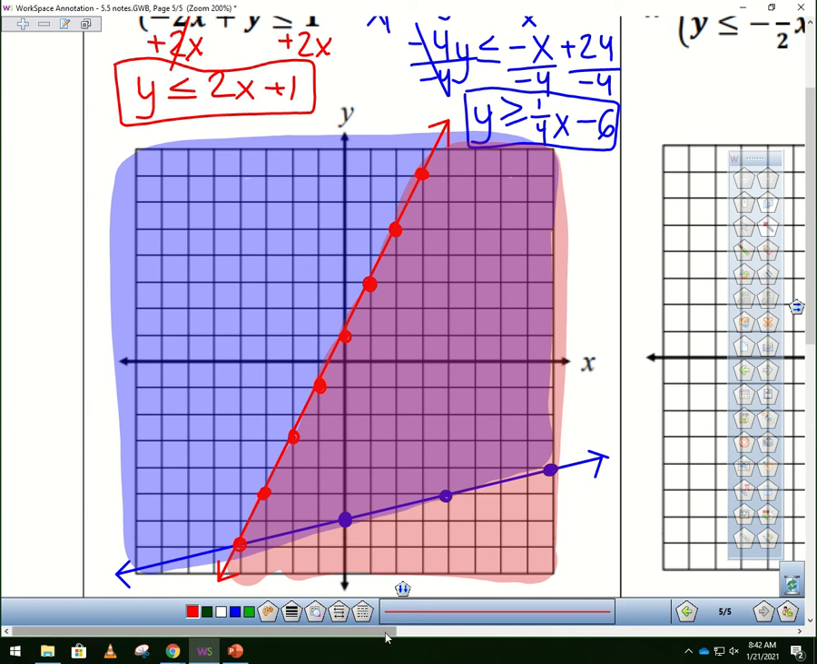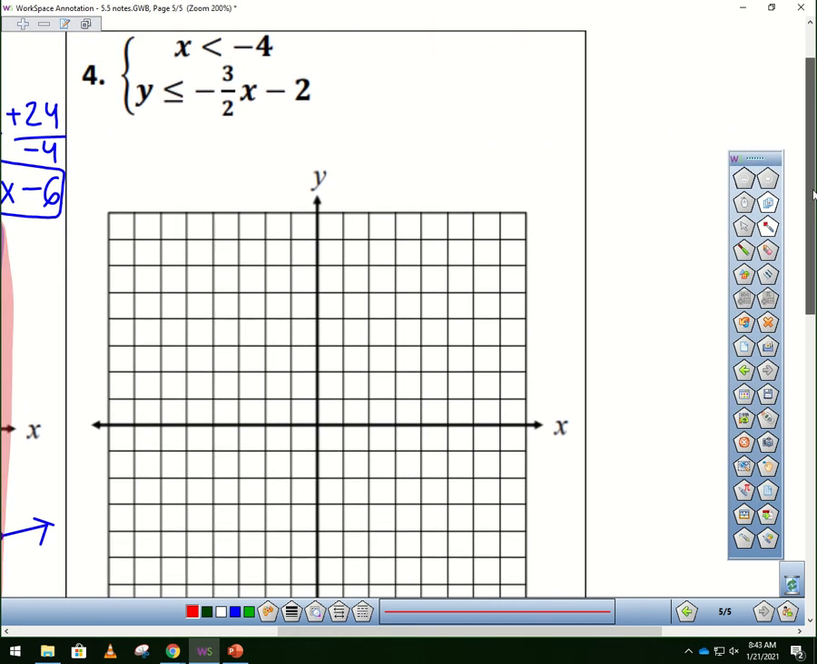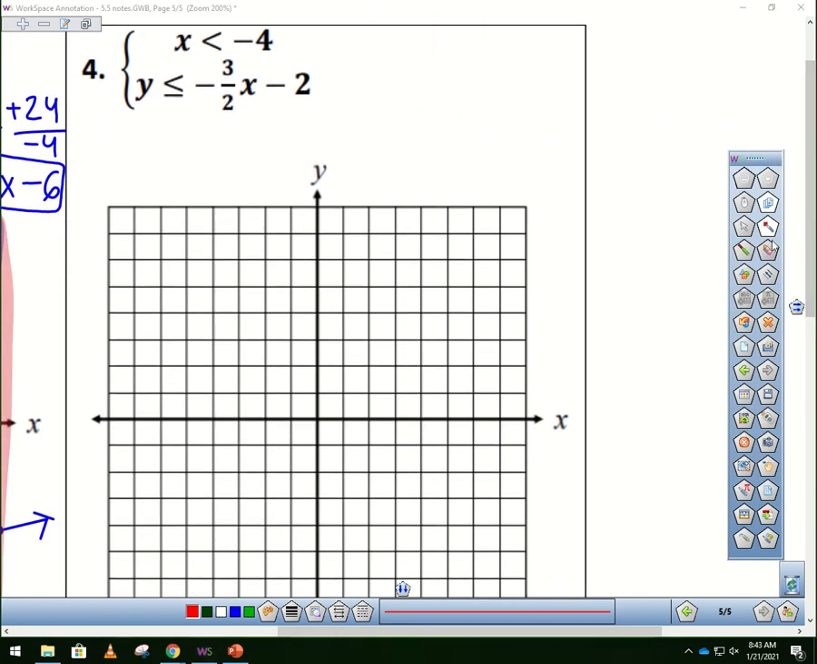All right, let's go ahead and move into the next one. So x is less than negative 4. So this one, anytime you have x is equal to, greater than, anything with an x, it's going to be a vertical line. So 1, 2, 3, 4. It's going to be a vertical line. And is it going to be a vertical dashed line or solid line?